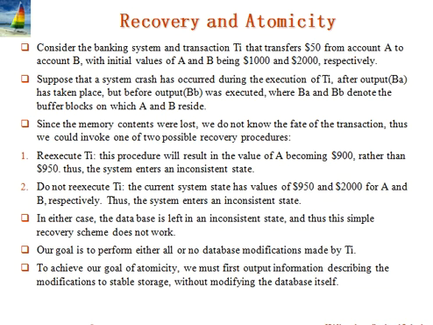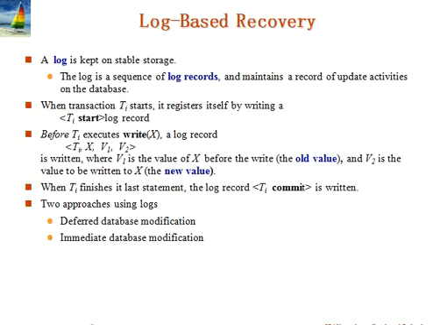The reason for this difficulty is that we have modified the database without having assurance that the transaction will indeed commit. So what is our goal actually? Our goal is to perform either all or no database modifications made by transaction TI. To achieve our goal of atomicity, we must first output information describing the modifications to stable storage without modifying the database itself. After this recovery and atomicity, the next topic is log-based recovery.